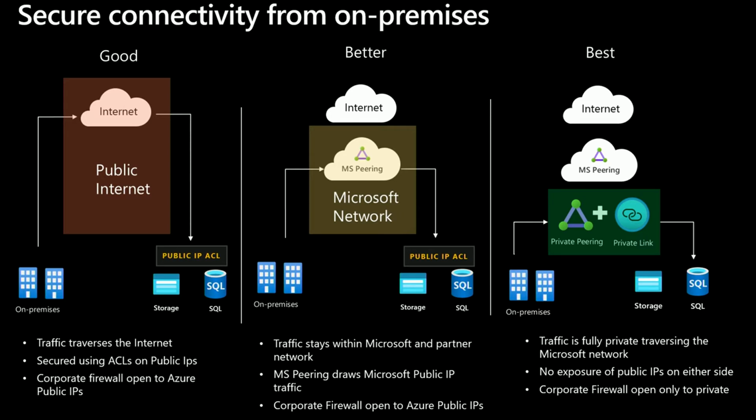Look at the right-hand side. There is no more IP ACLing that you need. You just allow private endpoints, and that's good enough. That's good enough for your previous scenario to come from Azure. That's good enough for you to come from on-premises. Fully private, nothing public. That's how this changes the connectivity from on-premises.